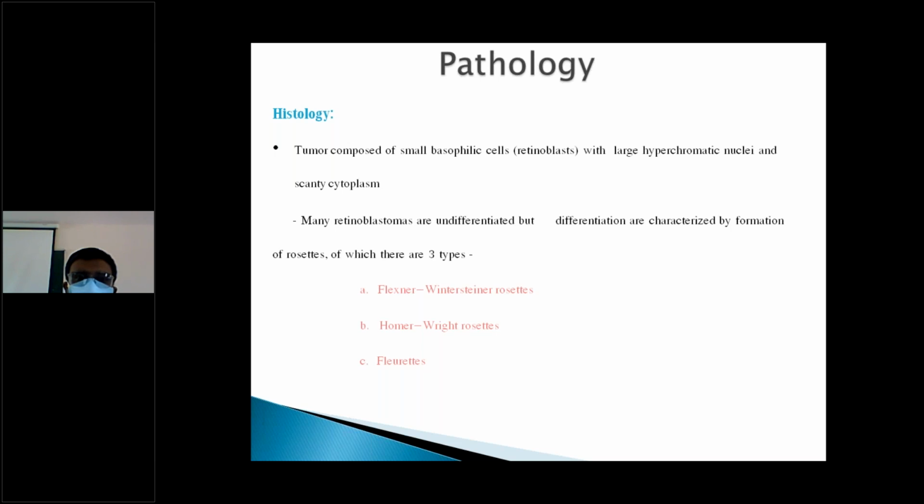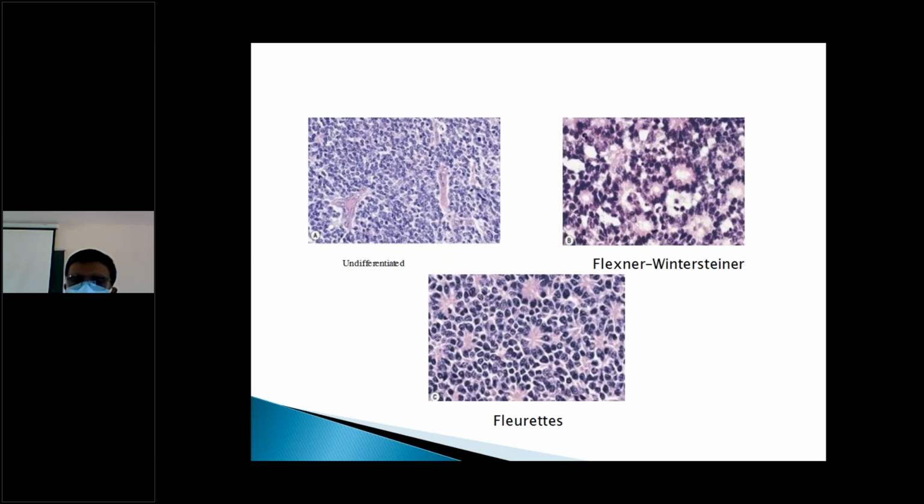Many retinoblastomas are undifferentiated, but differentiation is characterized by 3 types: Flexner-Wintersteiner rosettes, Homer Wright rosettes, and fleurettes. The first one is undifferentiated retinoblastoma. This histopathology slide shows undifferentiated retinoblastoma. These are small cells with hyperchromatic nuclei and scanty cytoplasm.